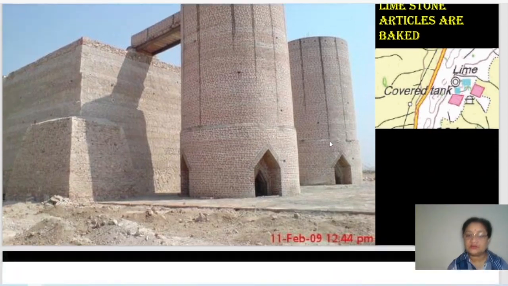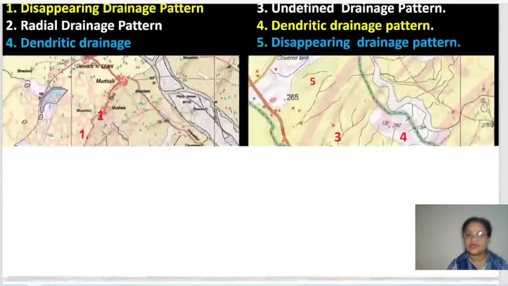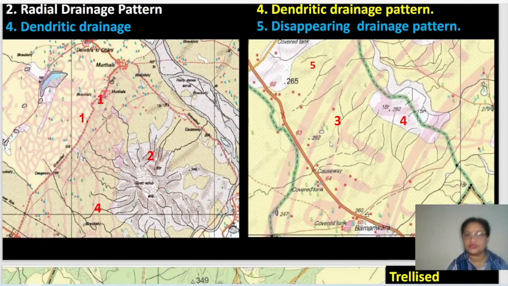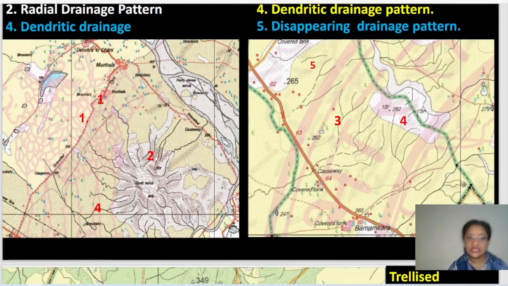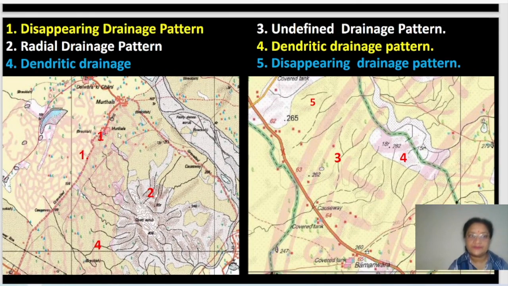Okay, then come to the next one. Now drainage patterns, just a few examples I want to show you here, so that you will be more clear, because I have already explained this. Number one is the disappearing stream. Number two is the radial drainage pattern. Number three is the undefined drainage pattern. Number four is the dendritic drainage pattern, and number five is the disappearing drainage pattern.